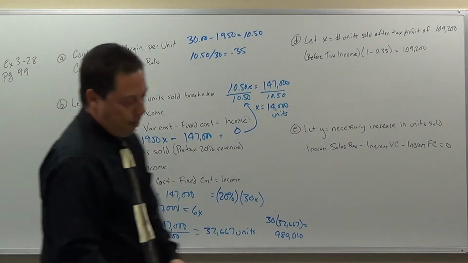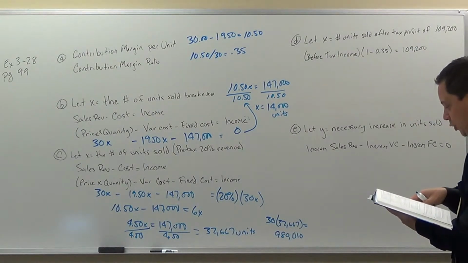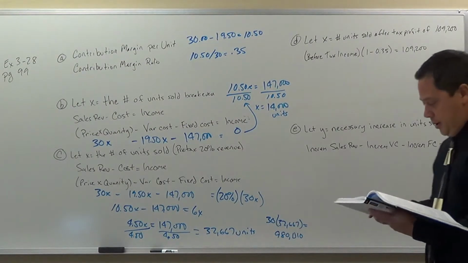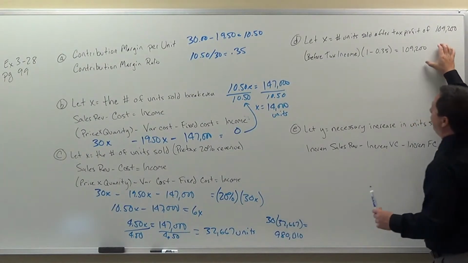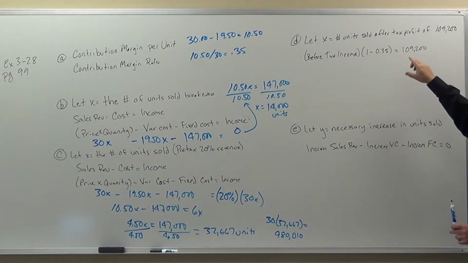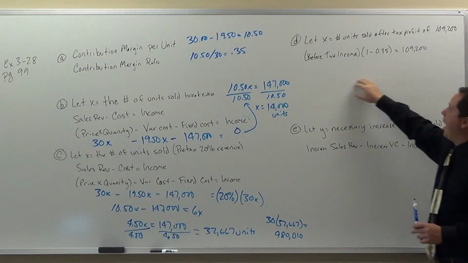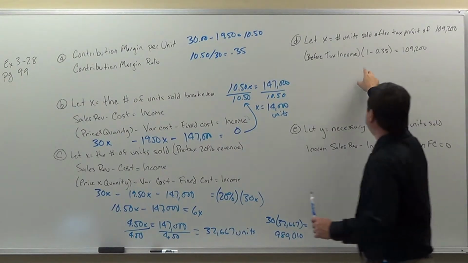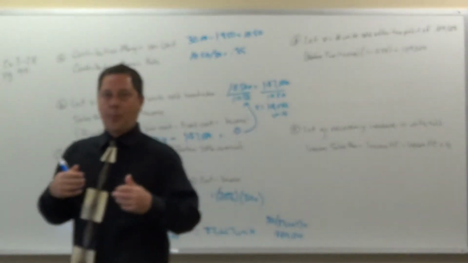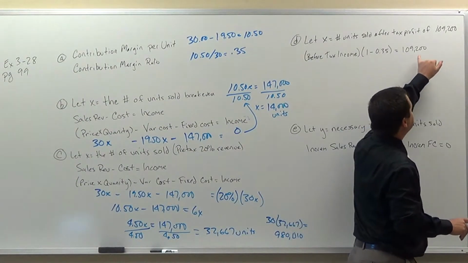All right, the next problem here on letter D, it says how many units must Patterson sell to generate an after-tax profit of $109,200 if the tax rate is 35%. All right, so I've done some of the startup for us here again. So let X equal the number of units sold after the tax profit of $109,200. And so what I have here is my before tax income. I'm going to multiply that times the 1 minus 0.35, which is 35%.